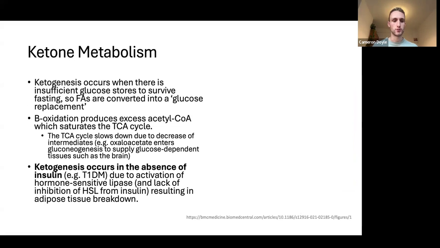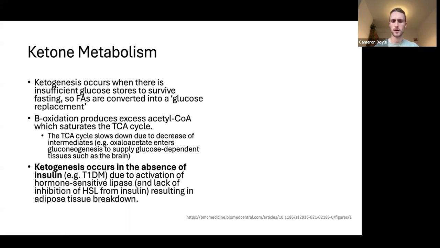Okay, I'm going to need to go over this quite quickly. Ketogenesis occurs when you don't have enough glucose. So your fatty acids are converted into a glucose replacement. If you've got lots of beta oxidation, you'll produce way too much acetyl-CoA. It will saturate the TCA cycle and you'll get a depletion of intermediates, so it will slow down completely, for the same reason we mentioned earlier: acetyl-CoA has to come in and you need other intermediates as well.